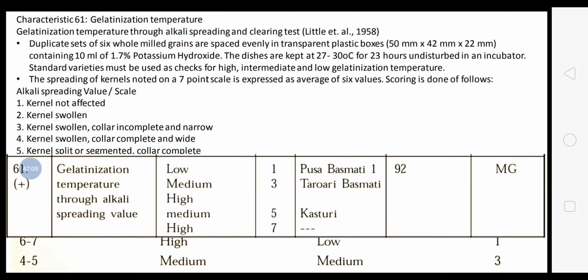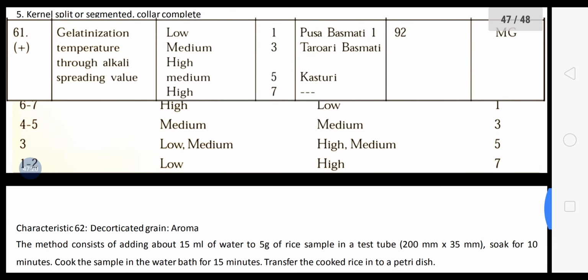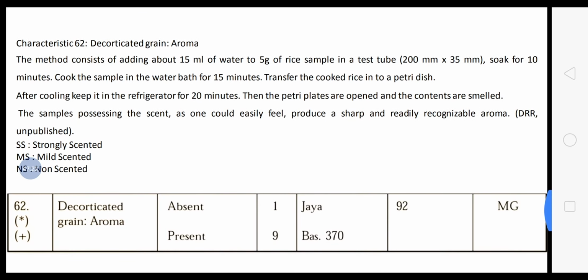For low type, Pusa Basmati 1 is example. Medium type scored as 3, example is Taraori Basmati. High to medium is 5, example is Kasturi. The last characteristic is decorticated grain, that is aroma character. Here aroma is a kind of character especially of the Basmati rice, may be scored as presence and absence.